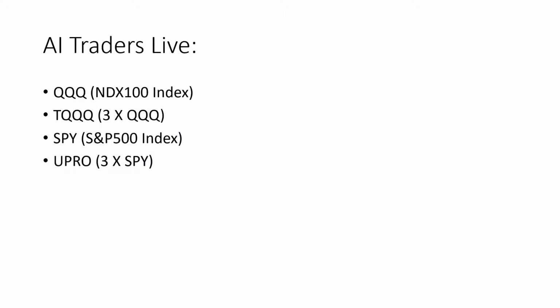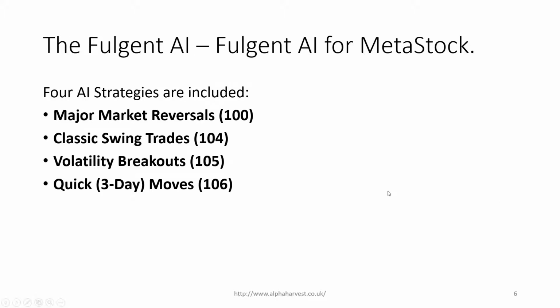As mentioned, we're going to look at the Nasdaq 100 and the S&P 500 index using the SPYder and the QQQ. Now, we use 4 artificial intelligence engines: major market reversals, classic swing trades, volatility breakouts, and quick 3-day moves. All 4 of these cater for different trading styles, whether you're a swing trader or a position trader. These 4 artificial intelligence engines cater for those different time frames.